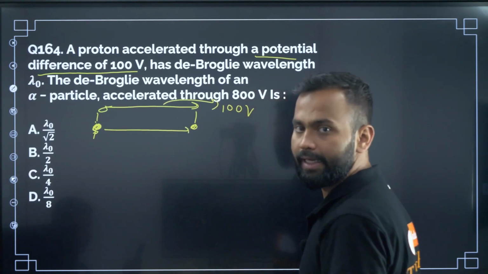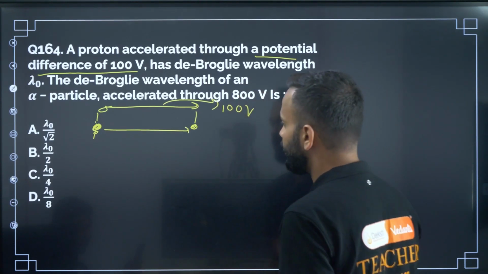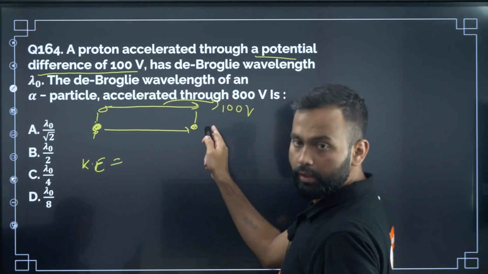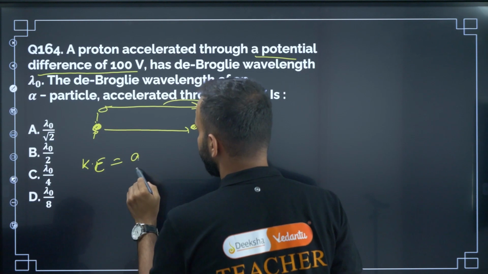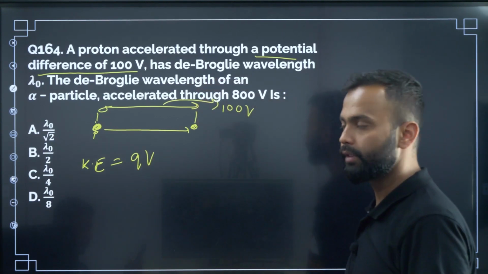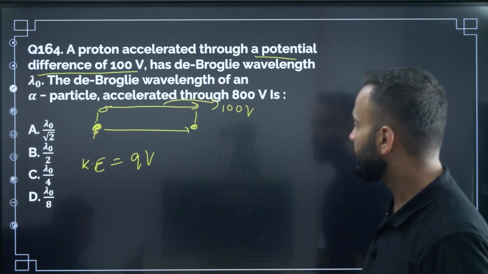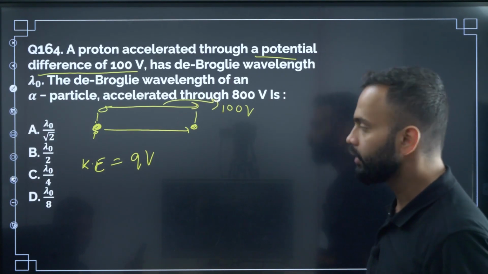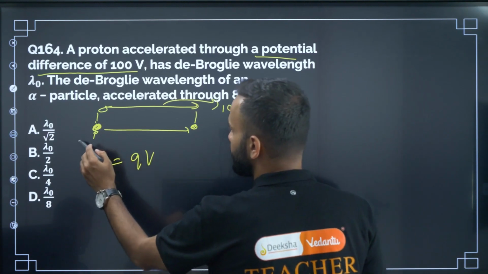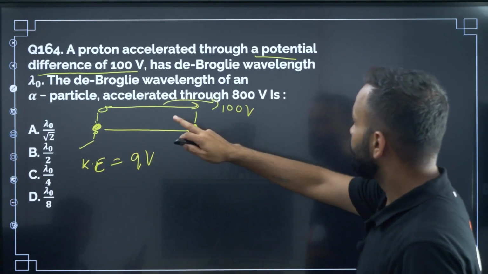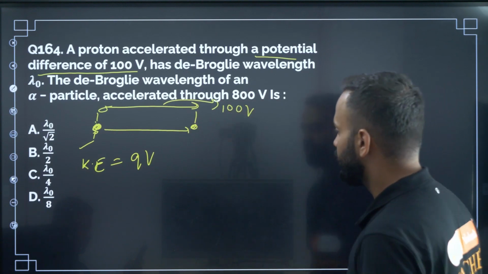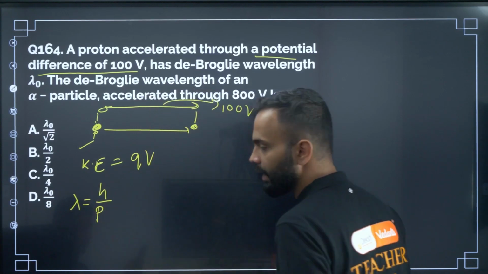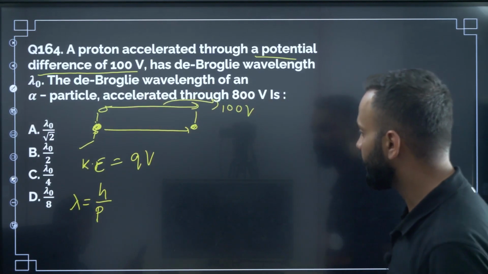Its kinetic energy changed. So kinetic energy is equal to the electrical potential energy, Q into V. Q is the charge of the proton and V is the potential difference. This one we understood. So we need to find the de Broglie wavelength of the alpha particle. De Broglie wavelength lambda is equal to h divided by p. h is Planck's constant, p is the momentum of the particle.